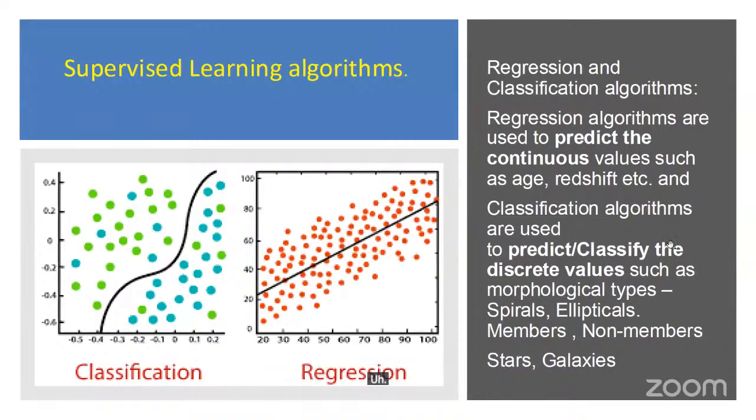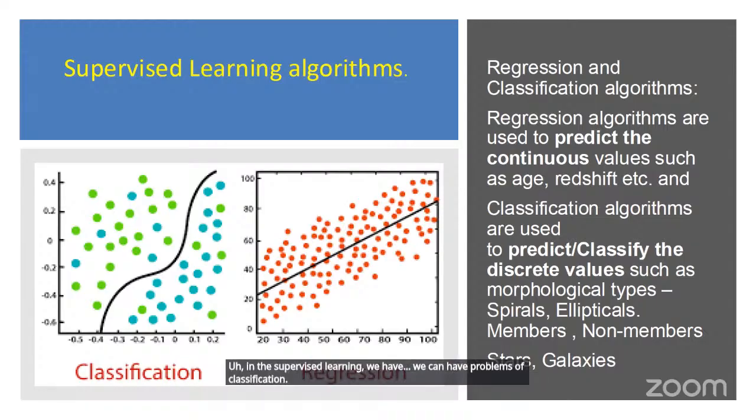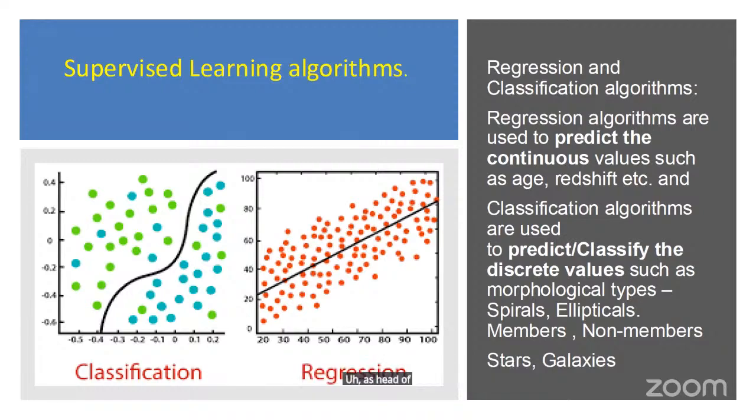In supervised learning, we can have problems of classification or of regression. For example, if we have data on supernovae, type 1, type 2, type 3, or type 1a, type 1b, and so on, we want to classify them. Or suppose we are looking at a set of galaxies and we want to see the different galaxy types. We have to classify them into spirals, lenticulars, ellipticals, and so on.